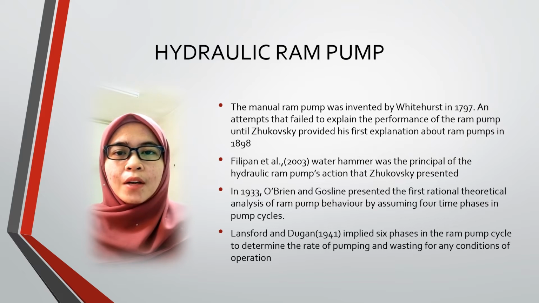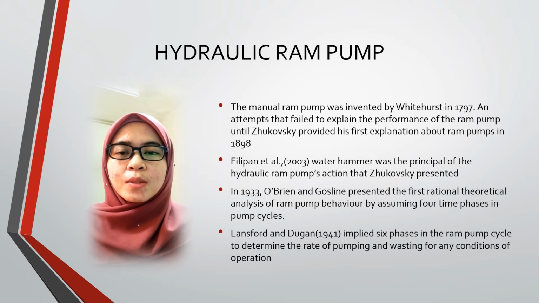The first one is about the hydraulic ram pump. The manual ram pump was invented by Whitehurst in 1797. There were theoretical attempts that failed to explain the performance of the pump until Zhukovsky provided his explanation in 1898. In 1933, O'Brien and Gosling presented the first rational theoretical analysis of the ram pump. In the ram pump, they assumed four time phases.